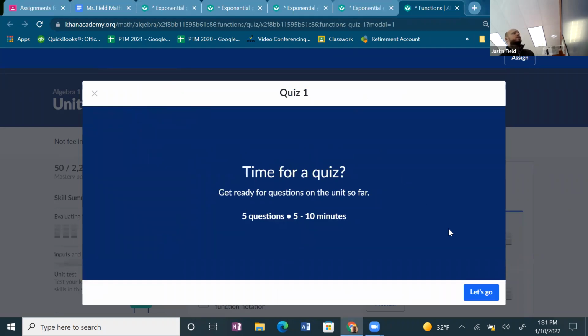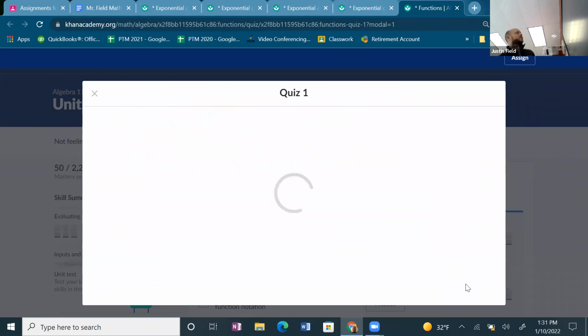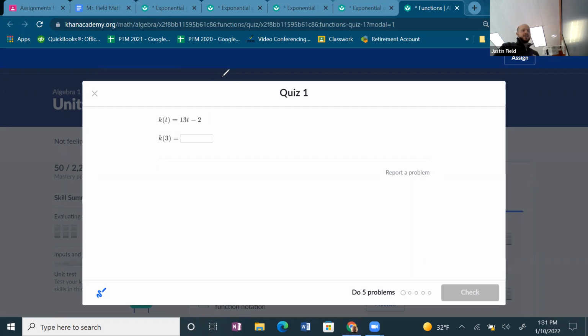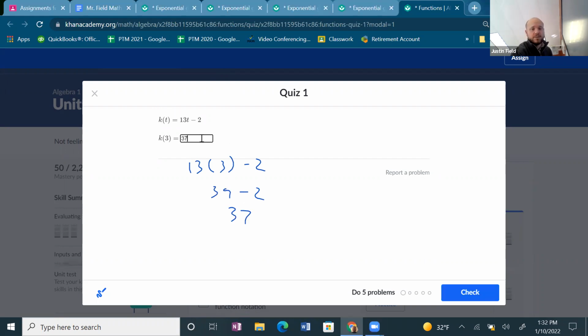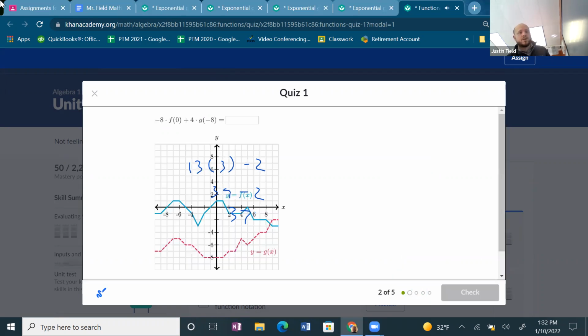All right, last one. So 5 questions. Functions. Remember that the functions, okay, so there are some different questions here about functions. Remember, this is interleaved practice and things we've done before. But recall that this means we have to substitute that 3 in. 39 minus 2 is 37. Hopefully you don't get the exact same questions I'm getting.